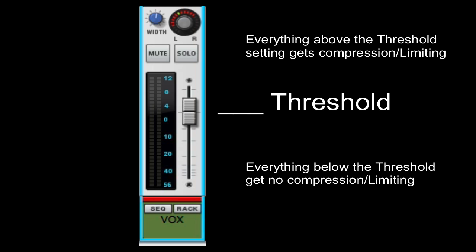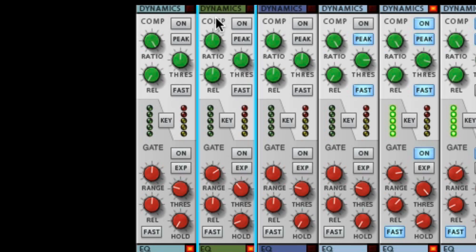So let's take a look at the compressor limiter in the mixer here. Right at the top you have the on, and right below it you have the peak. The peak button, when on, turns the compressor into a limiter, and we'll go over that and I'll give you an example of it.